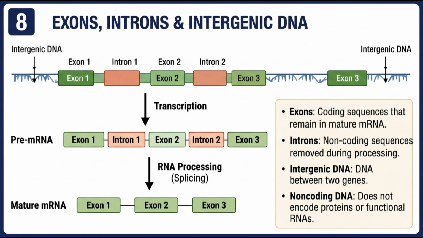Exons, introns, and intergenic DNA. In eukaryotes, genes are often interrupted by non-coding sequences called introns. The coding regions that remain in mature RNA are called exons. During RNA processing, introns are removed through splicing and exons are joined together. DNA sequences located between genes are called intergenic DNA. Not all non-coding DNA is useless. Many non-coding regions regulate transcription, chromatin structure, and genome organization.